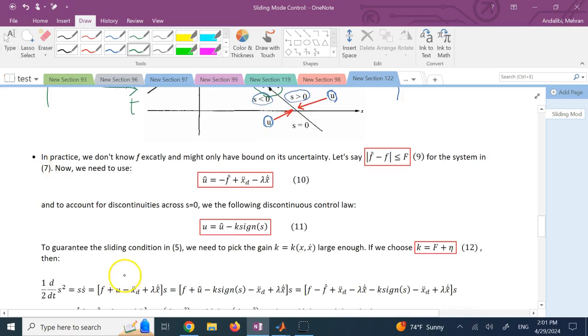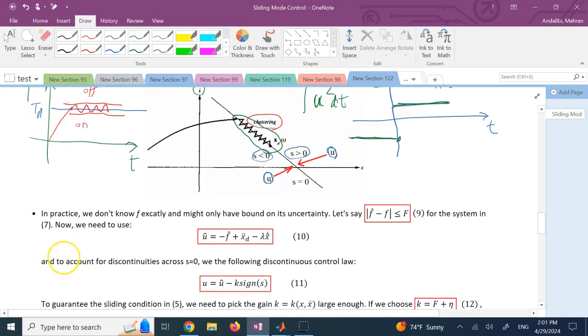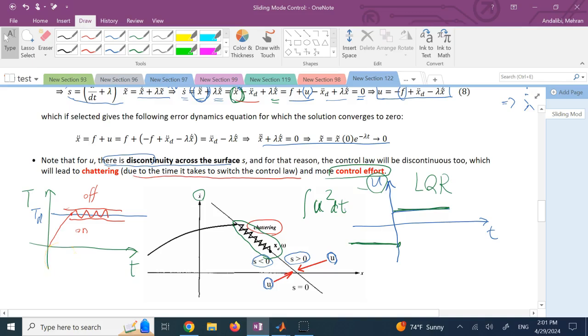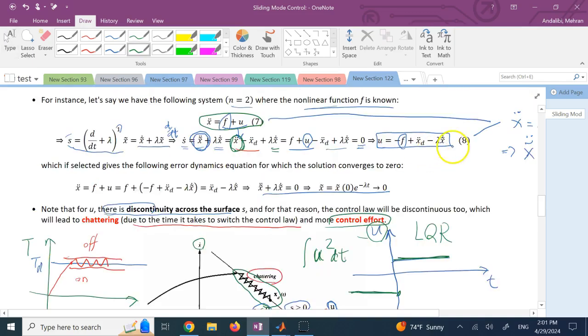Before I go to the actual physical system, remember I said we have two problems. One is the chattering, which we'll deal with at the end of this video. The second problem is that this controller, this u that I picked, was based on the assumption that I know the f perfectly. So this law 8 is only good when I know f perfectly. If I don't know f and all I know is just f hat, an approximation of f, can I still use this rule number 8?